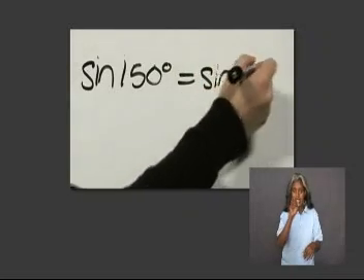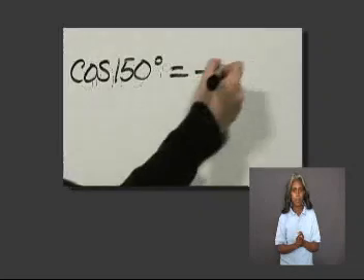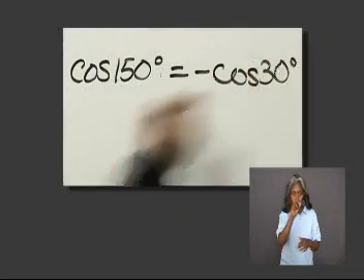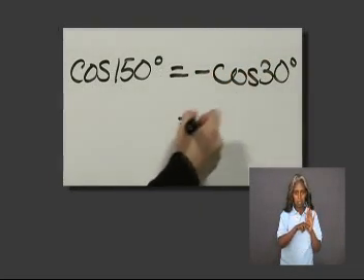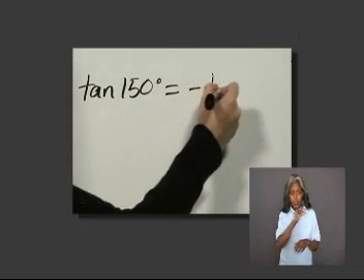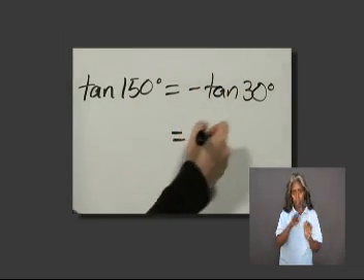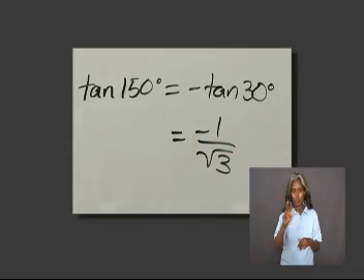Knowing the degrees of our reference angle, we can determine that sine 150 degrees is 0.5. Cosine 150 degrees is negative the square root of 3 over 2. And the tangent of 150 degrees is negative 1 over the square root of 3.